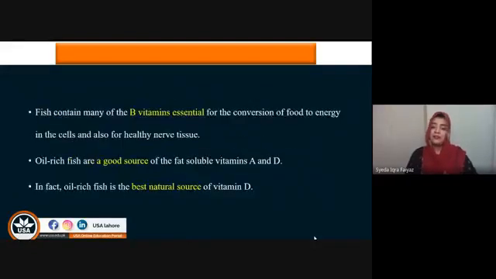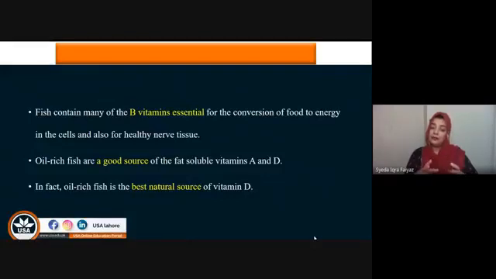Fish contain many of the B vitamins essential for conversion of food to energy. So it also contains B vitamins. We have to remember that B vitamins do not provide us energy, but they work as coenzymes to convert food to energy. So it contains the essential B vitamins that are needed for the conversion of food to energy.